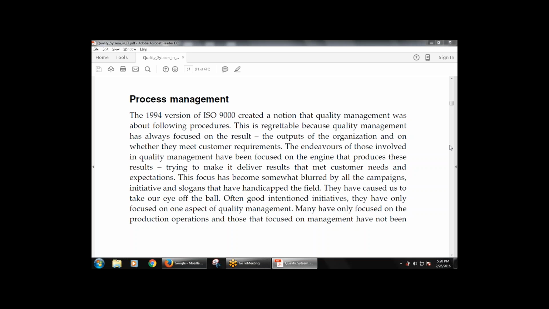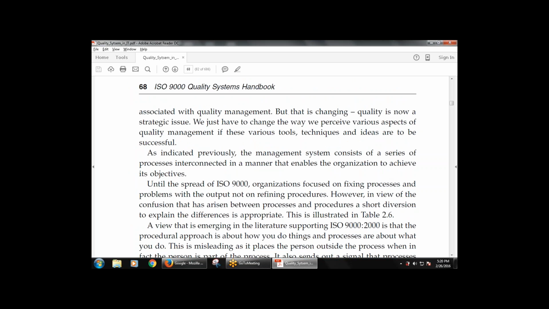Often the well-intended initiatives only focus on one aspect of quality management, and that aspect is process management. And as indicated previously, the management system consists of a series of interconnected activities, taken out for the quality management system, that enables the organization to achieve its objective.